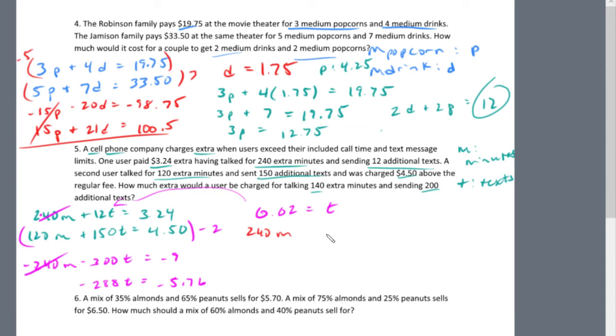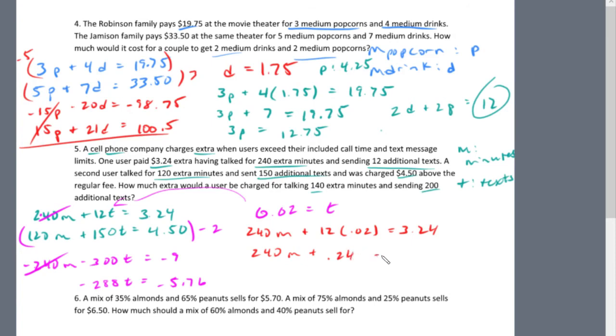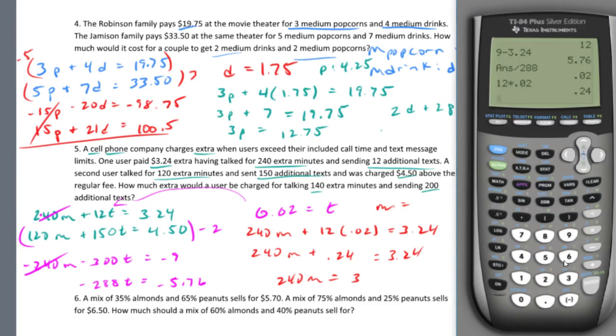I'm running out of time. I'm at 27 minutes. I'm not going to do it. Plus 12 times your t, which is 0.02, equals 324. We can do it. 240m plus, I'm not going to do this in my head. Whoops. I'm going to use a calculator. 0.24. Well, that's easy. 240m equals 3. m equals, wow, 0.0125.